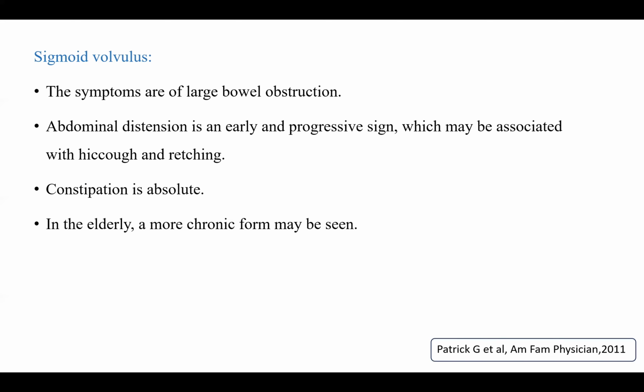In sigmoid volvulus, the symptoms will be of large bowel obstruction, and abdominal distension will be the first symptom, early on, and it will be progressing, associated with hiccup and retching. Constipation is absolute, and in the elderly the more chronic form will be seen.